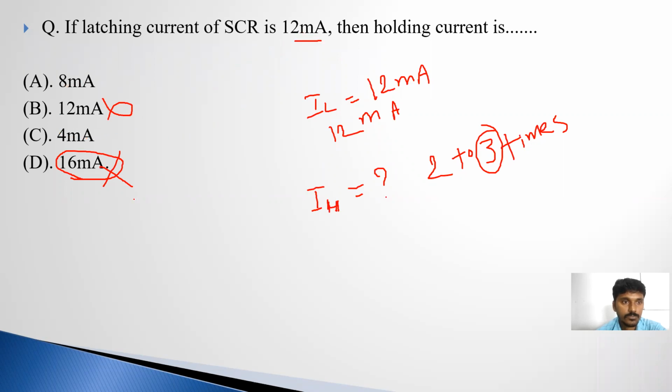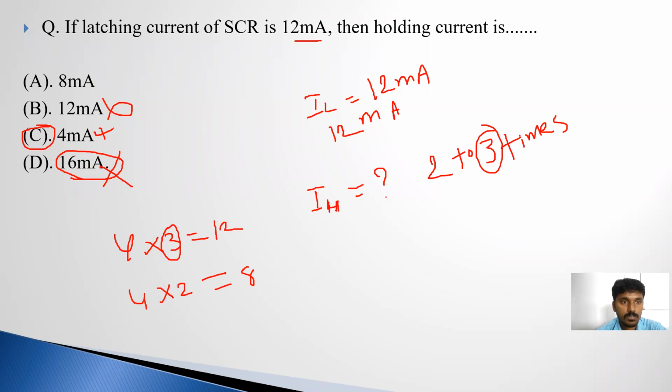If we take 4 milliamperes, 4 into 3 is 12. Here you could also get the question with 4 into 12, 2, 8. If both answers are correct, take the 3 times multiple. If 4 milliamperes is not an option, we can take 8 milliamperes. But 4 milliamperes is there, so directly the answer is C.